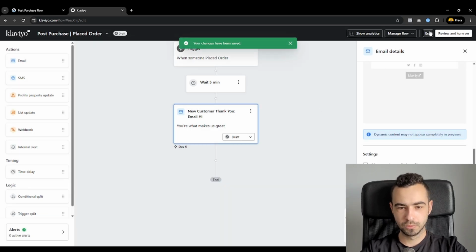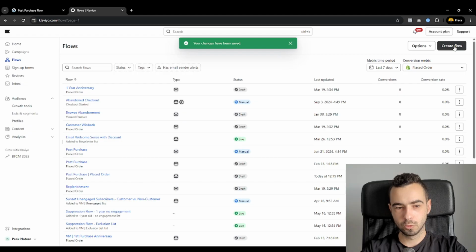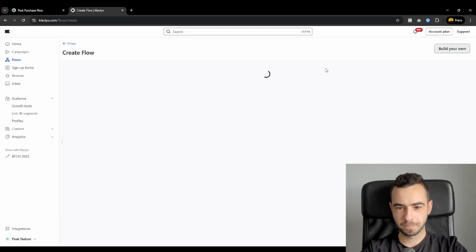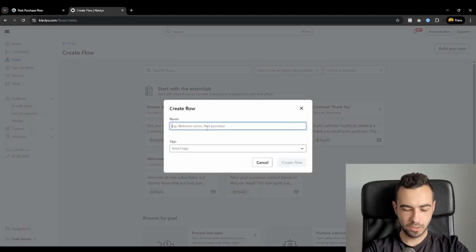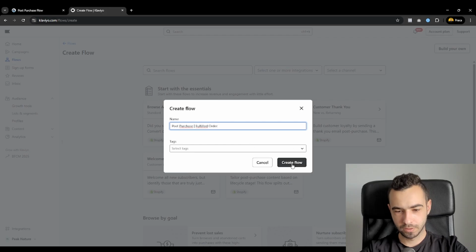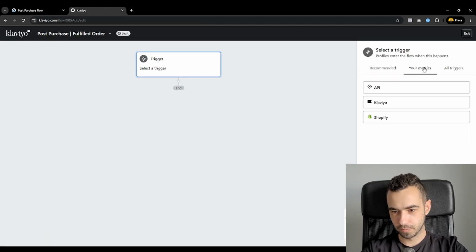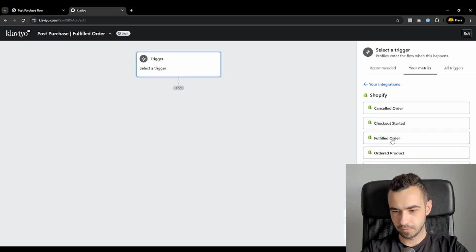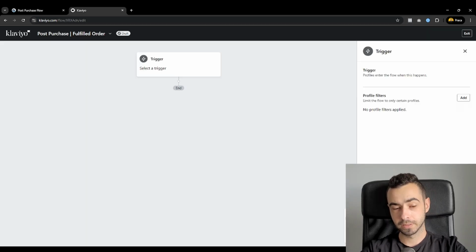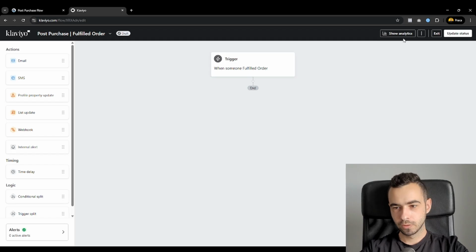But now if you want to do the fulfilled order metric, you need to do it from scratch. So you click on create flow, build your own, you can call it post purchase. And then again, you include the metric name, so fulfilled order. You can create the flow. And then you go to your metrics, Shopify, fulfilled order, save, and that's it. For filters, I don't like to include any filters.